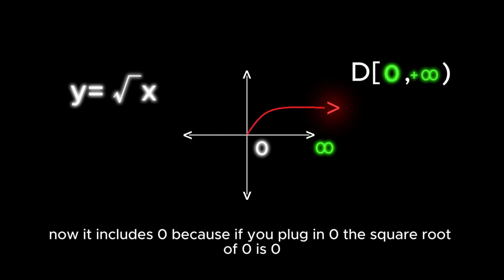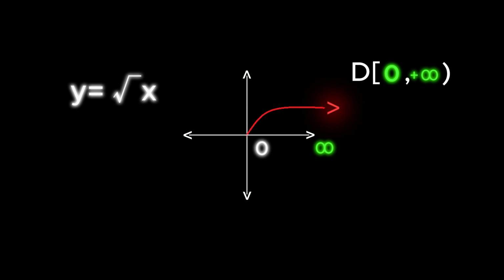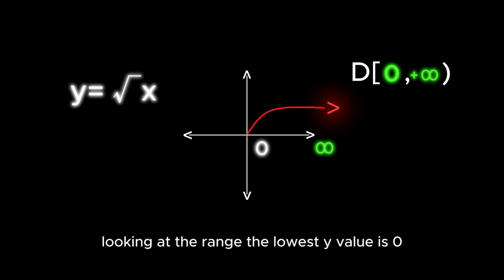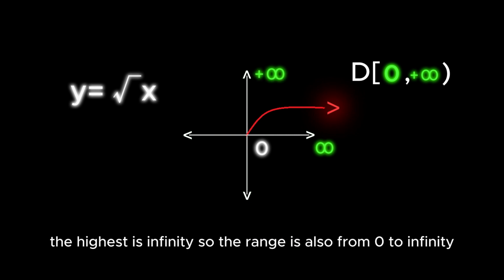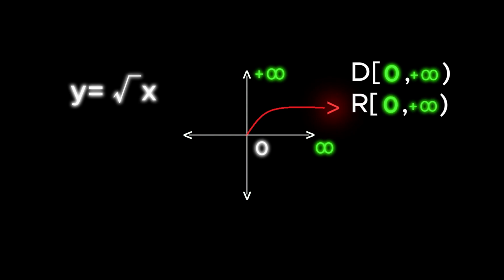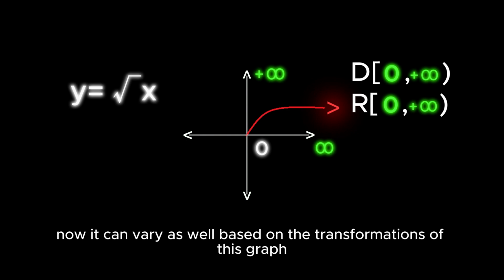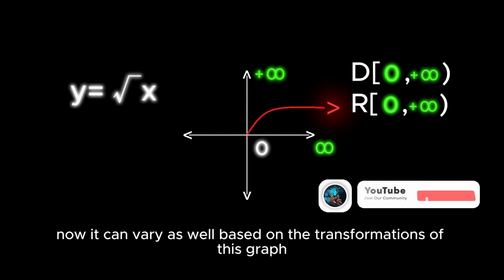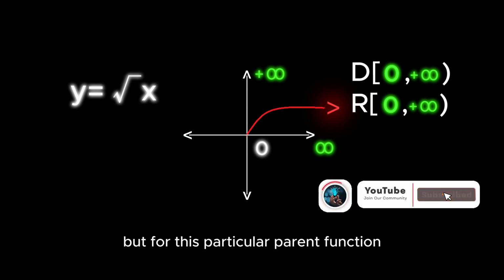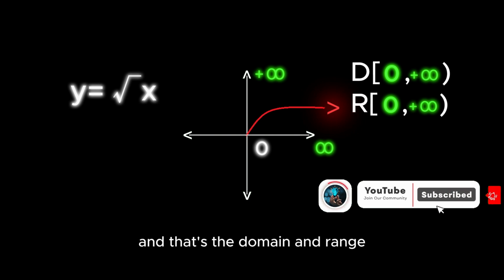Now, it includes 0, because if you plug in 0, the square root of 0 is 0. Looking at the range, the lowest y value is 0, the highest is infinity. So the range is also from 0 to infinity. Now, it can vary as well based on the transformations of this graph, but for this particular parent function, that's the domain and range.